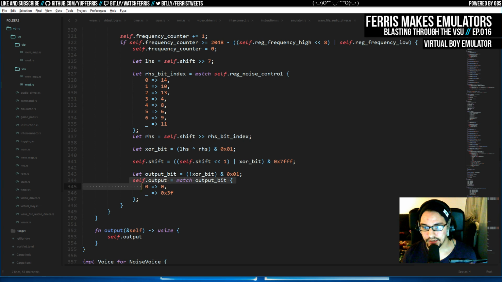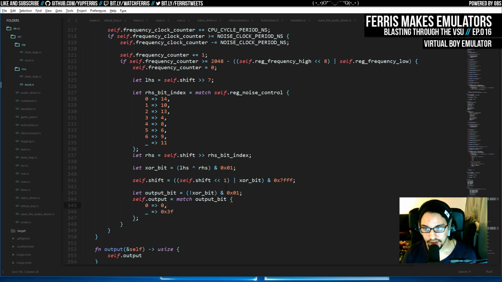And then here you can see I'm just scaling the value, because if it's on, it's full on. If it's off, it's off. And again, that is literally the noise generator, right? So everything else that you hear, all of the dynamic noises, is just changing these registers at different times.